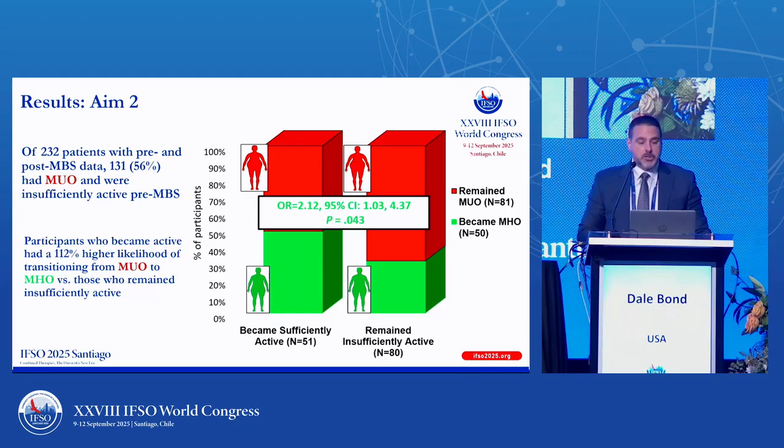So we found that participants who became active, so went from insufficiently active to active at 6 months post-surgery, had a 112% higher likelihood of transitioning to the metabolically healthy obesity phenotype versus those who remained insufficiently active.